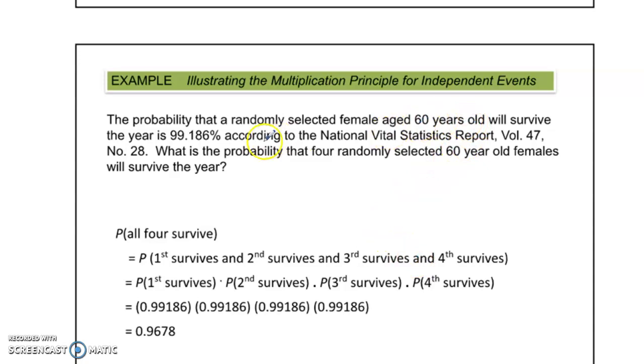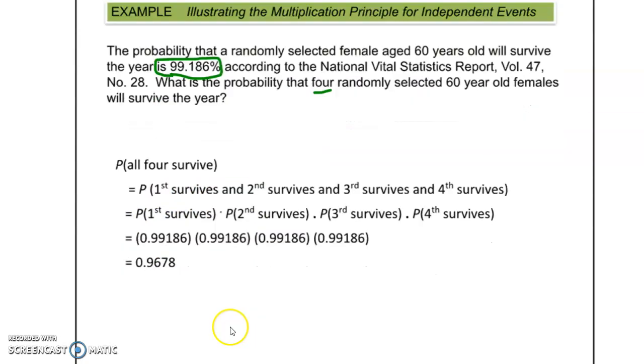Here's the example. We go back to that statistic from earlier, the 99.186%. We're now looking for the probability of 4 randomly selected 60-year-old females surviving the year. So all we have to do is multiply all those together. As you can see, as we multiply on multiple different survivors, our probability is going to go down. If we were trying to figure out the probability of 10 women surviving or 100 women surviving, the probability would go down, because as you include more and more probabilities in this situation, there's a higher likelihood that one of these people is likely to die.